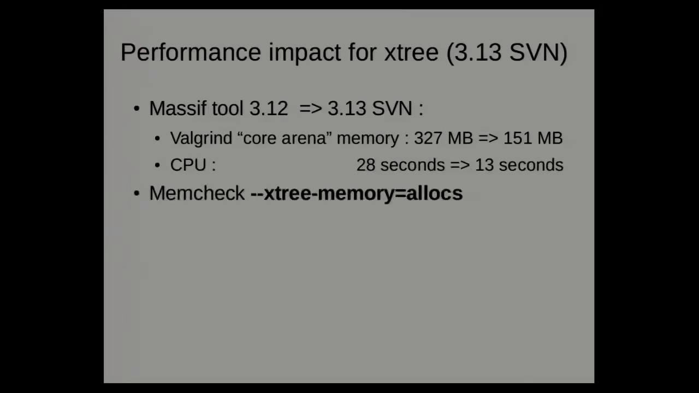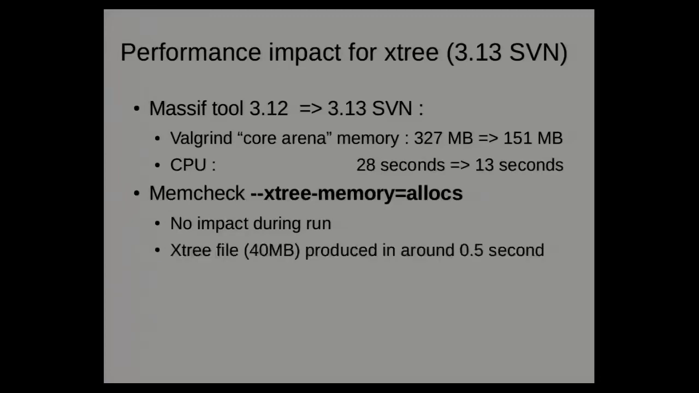I explained this morning that, thanks to this, you can also produce an XTree memory report for memcheck. Massif just gives the currently allocated memory. So what is the overhead of using the XTree memory report? Well, easy: during the run, if you do this, no impact. There is no additional impact, zero impact. And of course, afterwards we have to produce the XTree file. For this application, it's a file of 40 megabytes and it's produced in about 0.5 seconds.